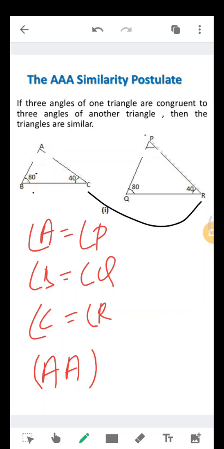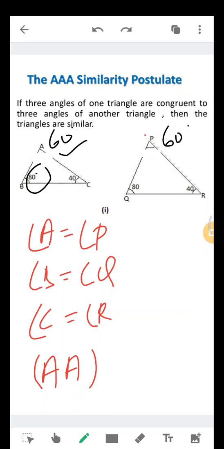R. Two angles of this triangle are equal to two angles of the other triangle. So what would be the third angle in this case? By angle sum property, 80 plus 40 is 120, so this has to be 60. And in the other triangle also, this must be 60 degrees only, there is no other way. Because two angles of this triangle are equal to two angles of the other triangle, the third angle will be automatically equal by angle sum property.